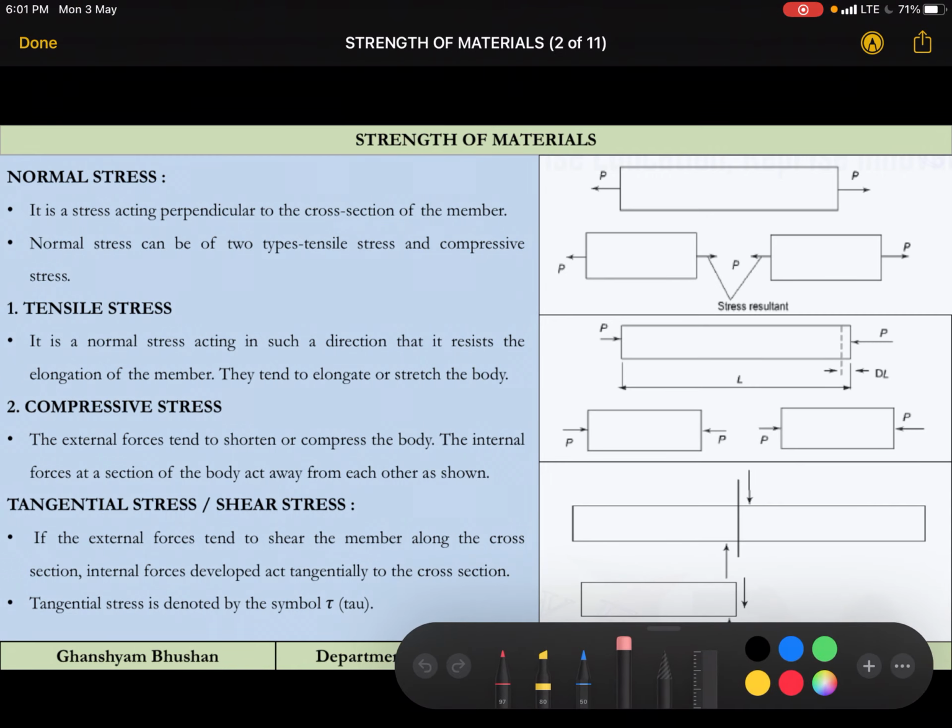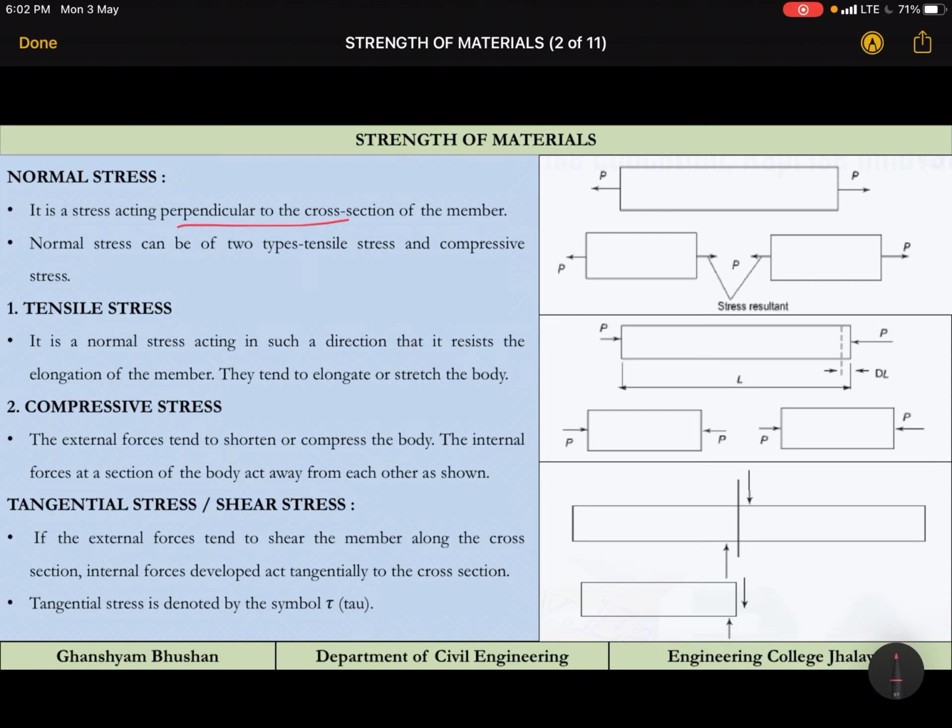Normal stress, as the name suggests, is perpendicular, or normal, to the cross section of the member. You can see this diagram for normal stress. If the load is axial and you cut a section here, we will see an equal and opposite reaction. If P is in the left direction, the reaction will be in the right direction to maintain equilibrium. This is perpendicular to the section. This type of stress is termed normal stress.